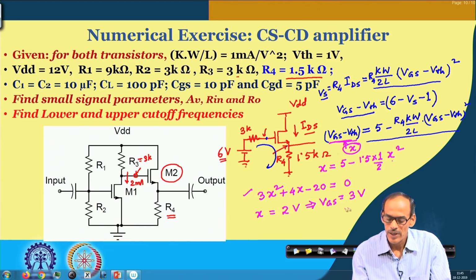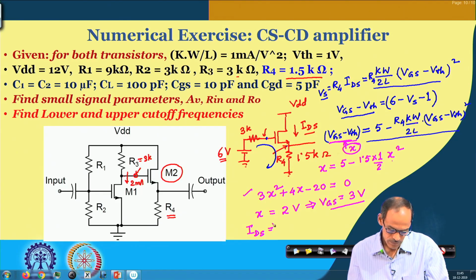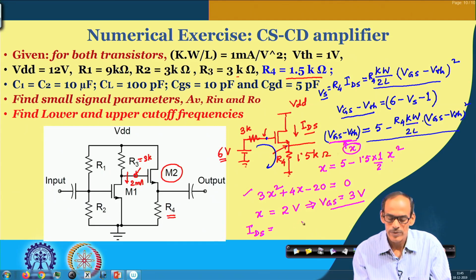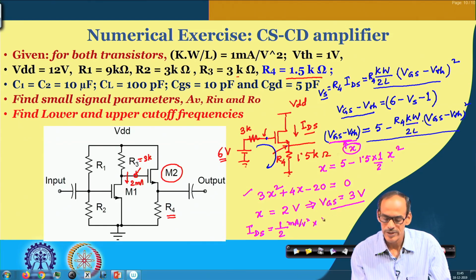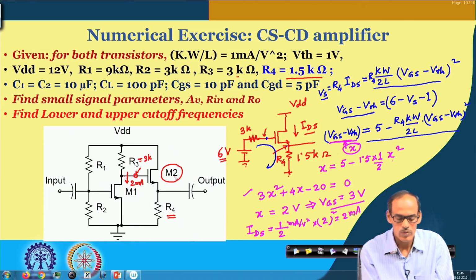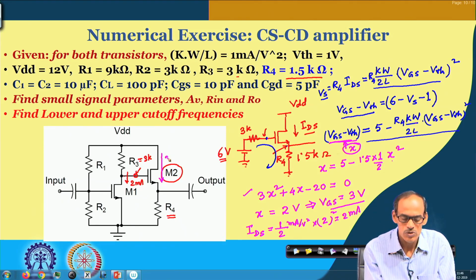If you plug in this VGS value, we can get IDS equals 1 milliampere per volt square by 2. So, 1 divided by 2 here, that is milliampere per volt square into VGS minus VTH, and that is 2 square. So, that gives us 2 milliampere. So, we do have a current flow here, it is 2 milliampere.